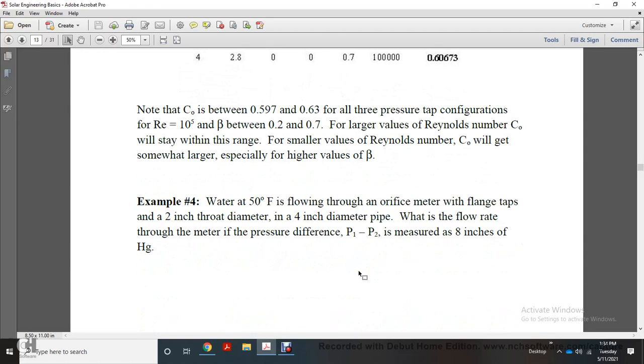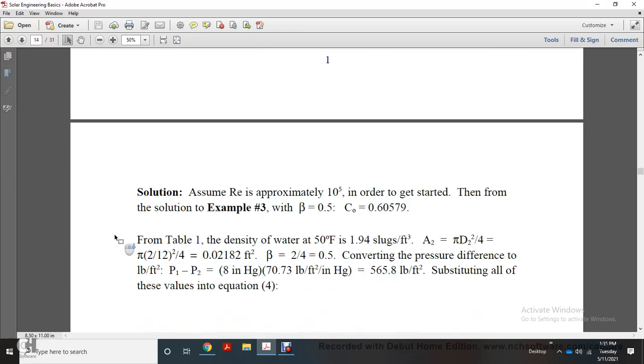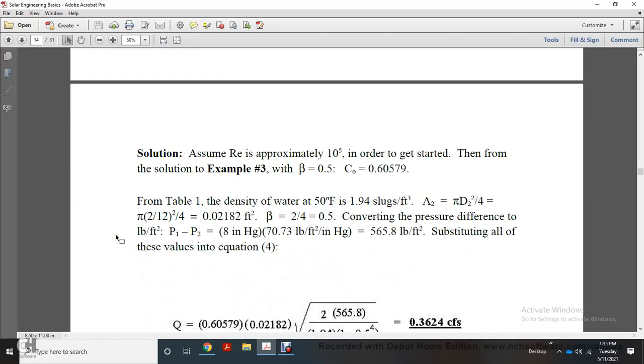Example 4. Water at 50 degrees flows through an orifice meter with flange taps, a 2-inch throat diameter, and a 4-inch diameter pipe. Find the flow rate through the meter if the pressure differential, pressure 1 minus pressure 2, is measured as 8 inches of Hg. Assume that the Reynolds number is approximately 10^5 in order to get started.